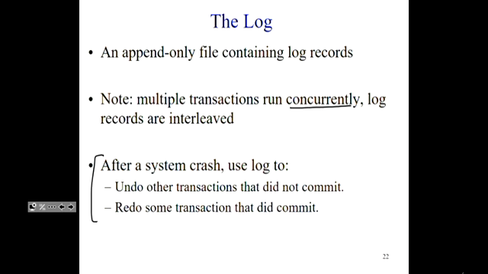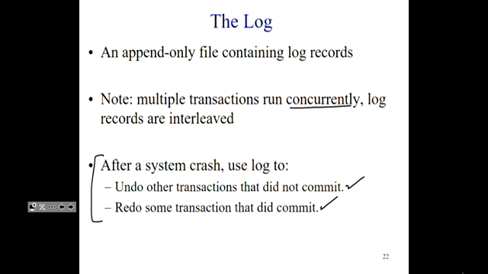And after a system crashes, you will use the log to figure out what happened when the system crashed and which are the transactions that were partially executed, so that you can undo the effect of the transactions that did not commit and redo some of the transactions that did commit. Okay, so if the transaction has committed but its changes are not reflected, you want to redo its effects. If a transaction did not commit, then you want to undo its effects.